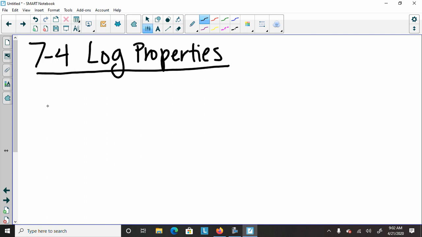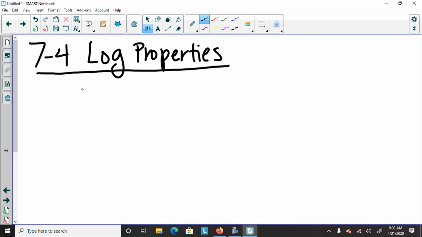So we have three main properties that we use for logarithms. This is going to help us if we need to solve equations with logs later on. And then I'm going to show you how to evaluate the logarithm using your calculators. We have three properties and then how to do that in the calculator.